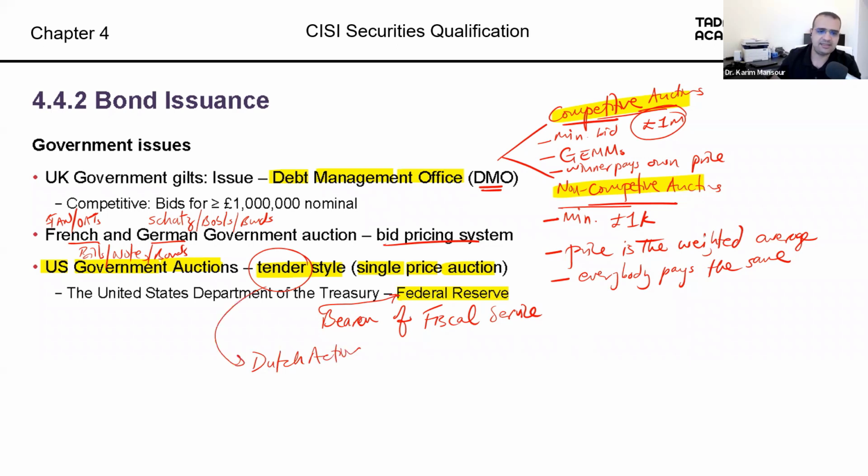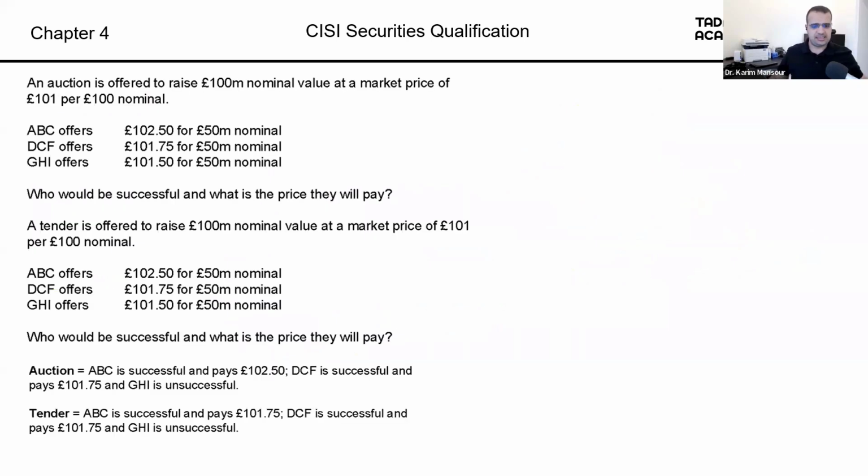We'll talk about how this Dutch auction, sometimes called the tender style, differs from the other types of auctions from the other governments. Let's look at a quick example and see how an auction in the UK differs from a tender in the US. So this is an auction by the government to raise £100 million of nominal value at a market price of 101.